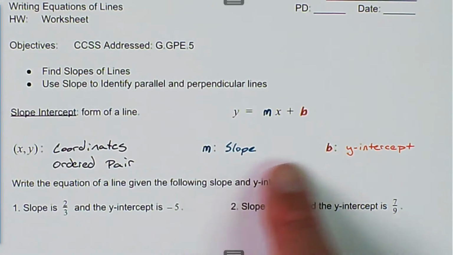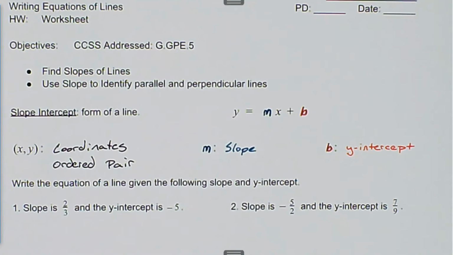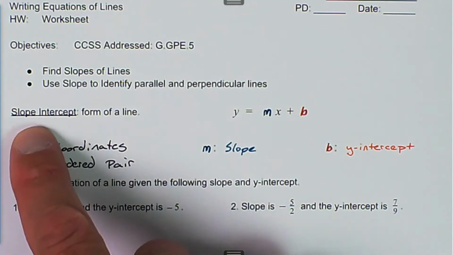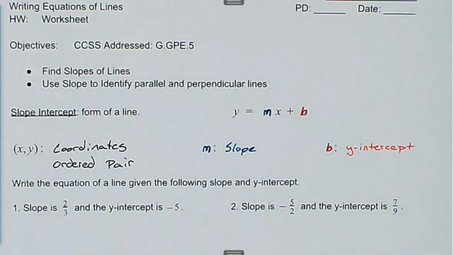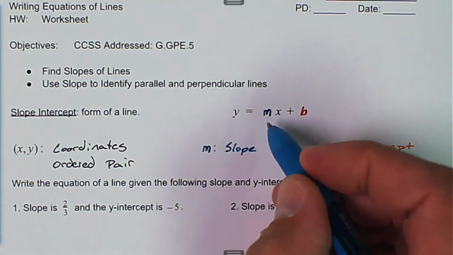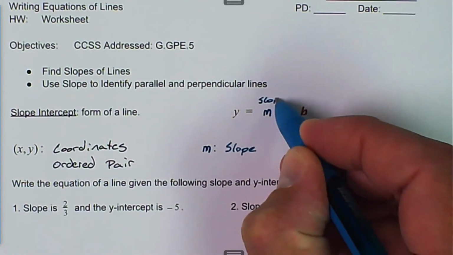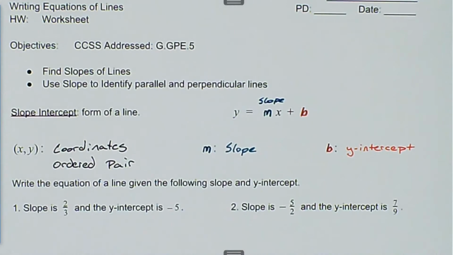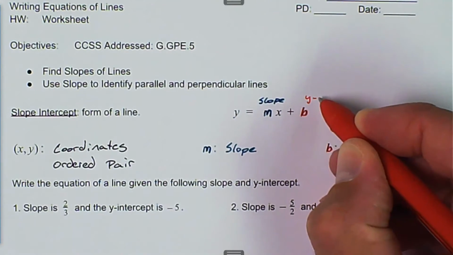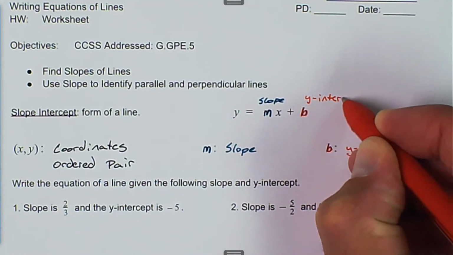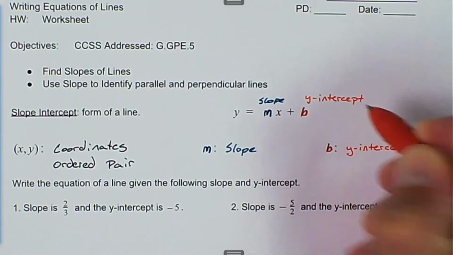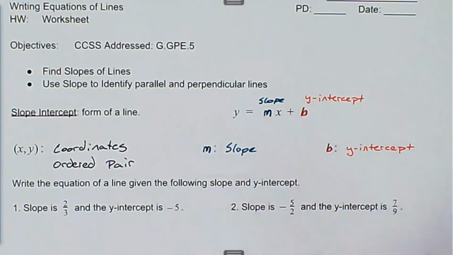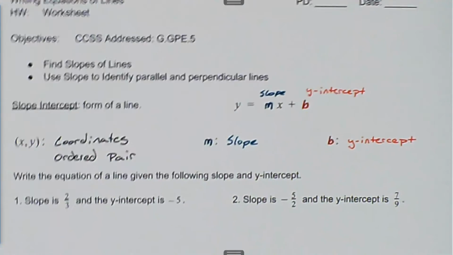And we use these four variables to write an equation, and this is in slope-intercept form because we are given the slope and the y-intercept. So here's the slope, and we're given the y-intercept. So that's why it's called slope-intercept form. And here we have an example, or a couple examples.